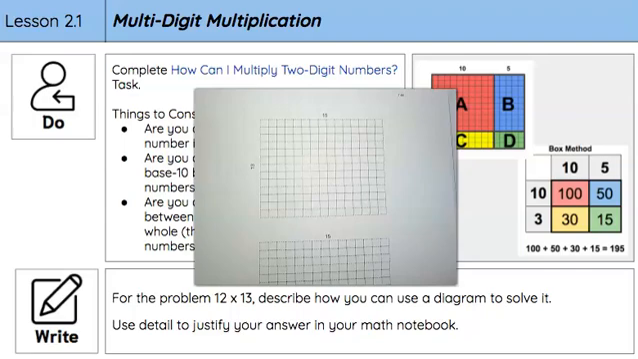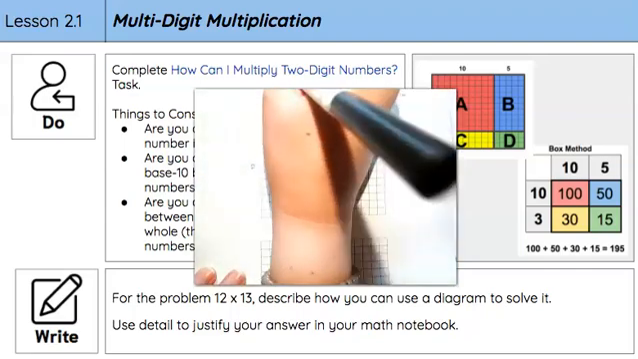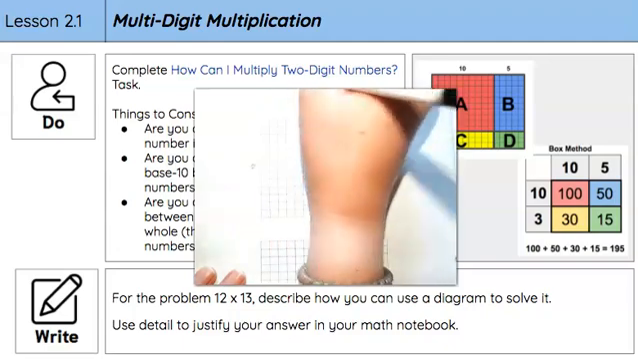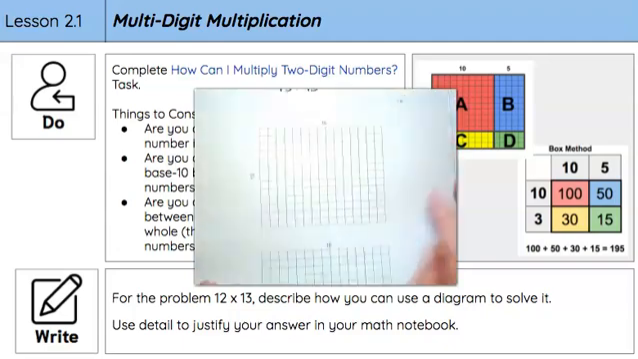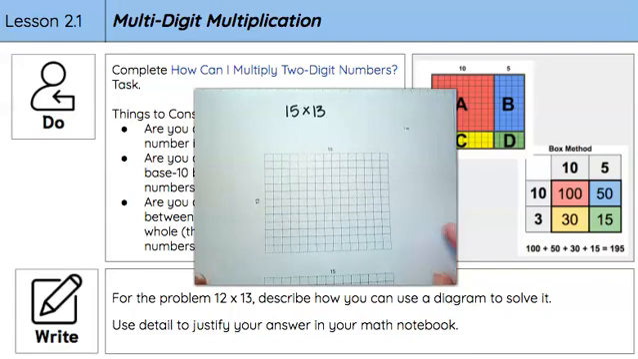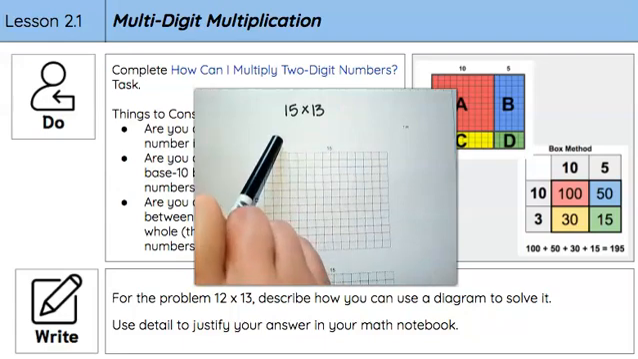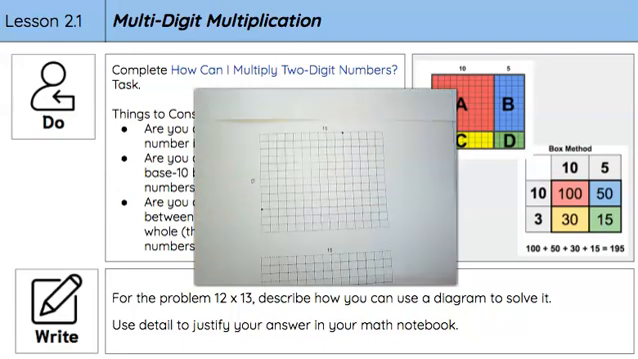Today, we're going to think about the following expression. 15 times 13. How could we use an area model to solve this expression? Let's first represent these numbers with base 10 blocks.